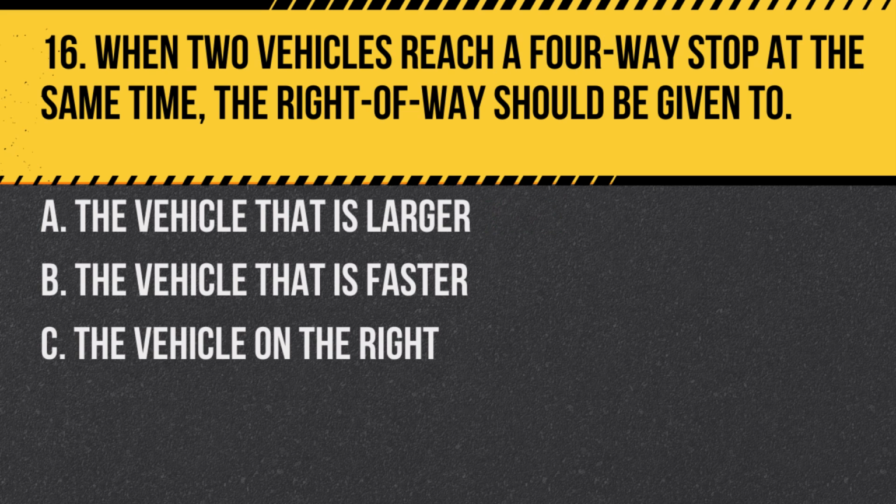Question 16. When two vehicles reach a four-way stop at the same time, the right of way should be given to: A. The vehicle that is larger. B. The vehicle that is faster. C. The vehicle on the right. Answer: C. The vehicle on the right. This rule helps prevent confusion and collisions at four-way stops.